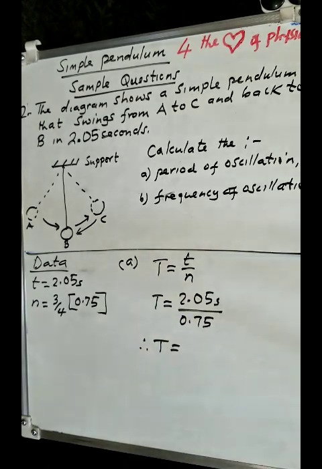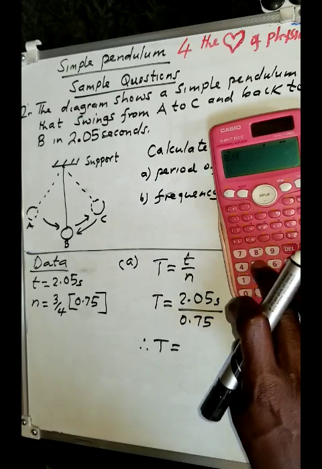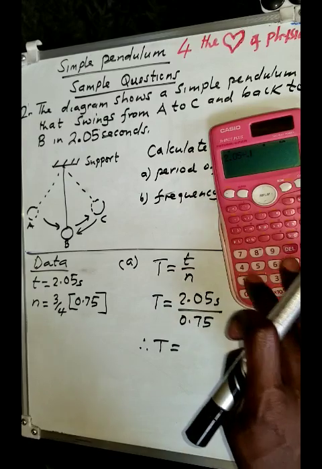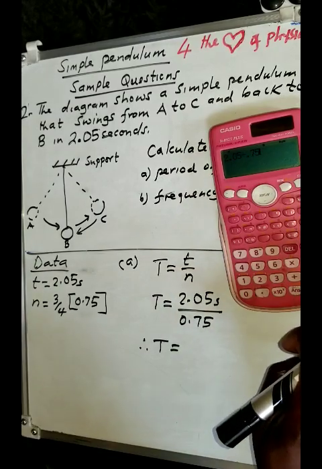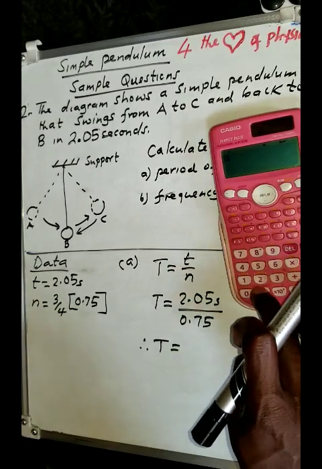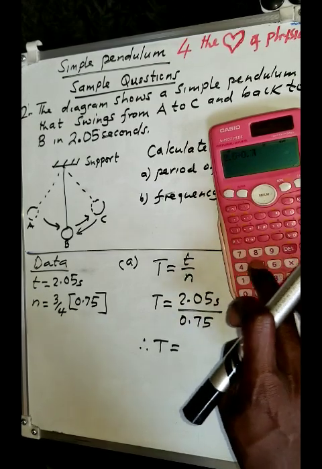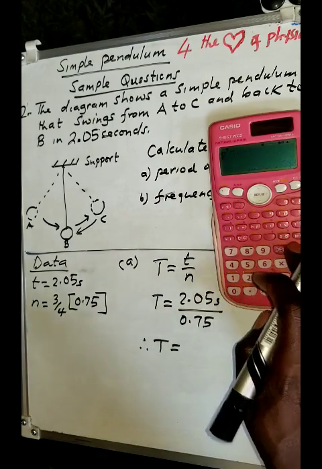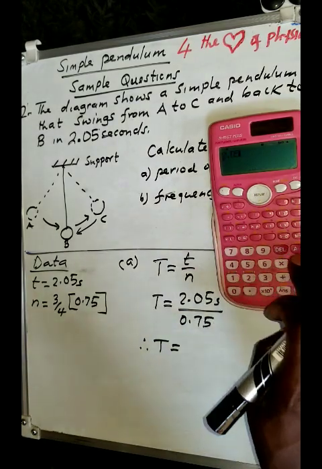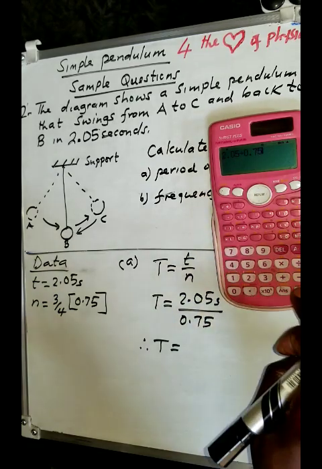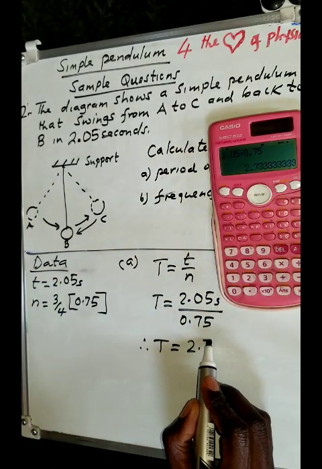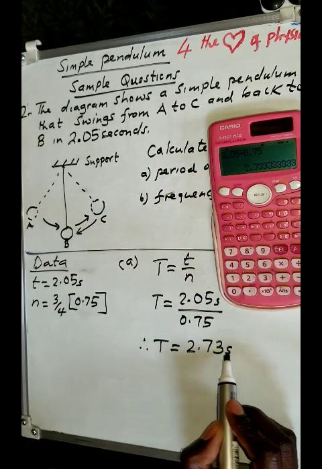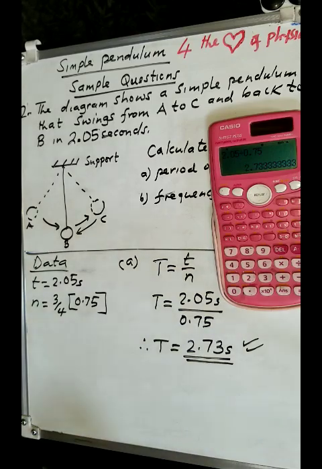If you do 2.05 divided by 0.75, that is going to give me 2.73 to 2 decimal places, and this is going to be in seconds. So that's what I wanted you to do there.